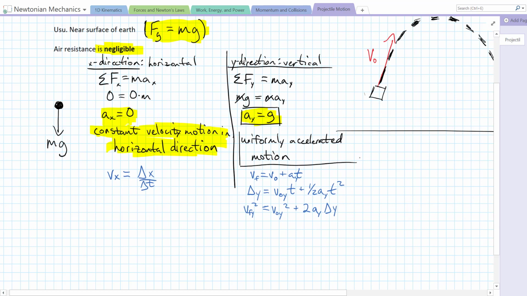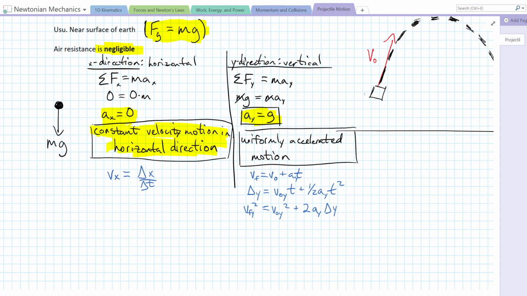So we have 2 components of motion, each independent of one another, each with a different type of motion. And that independence is the really important takeaway here. The x direction moves independently of the y direction. And the only variable that's shared among x and y is time.